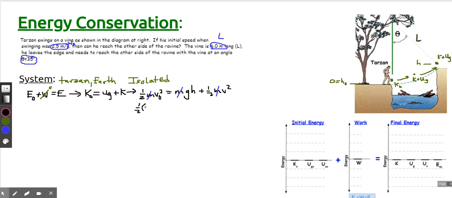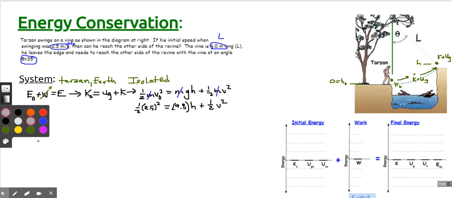Anyways, so our initial speed was 2.5 squared. That's going to be equal to 9.8. We have h, I'm just going to say, the 1/2 of our final velocity. And they never directly tell us what the h is, so I think I need to do a little bit of side work here for h. So let's just do some side work here for h.